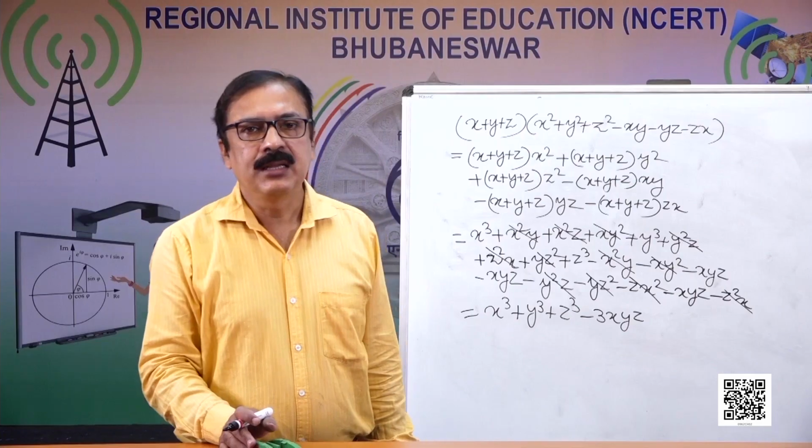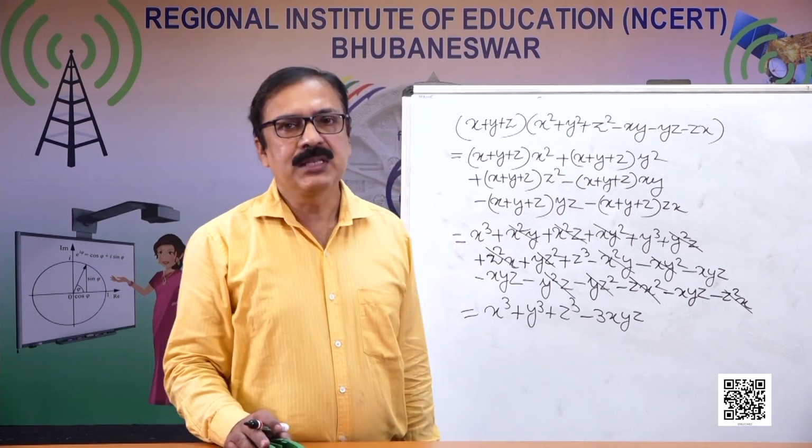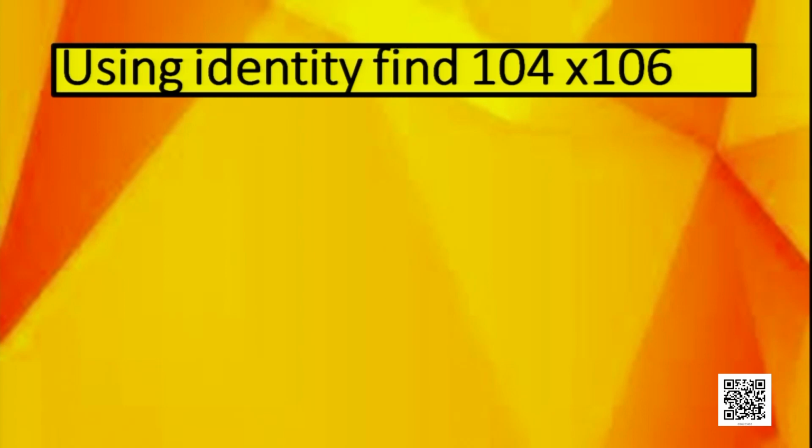Now let's see some applications. Using these identities, we have to find the product. How to find the product? How to use the identity? Without actual multiplication, we can perform the multiplication using some identity.